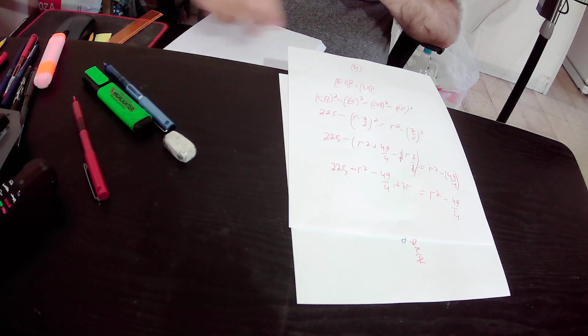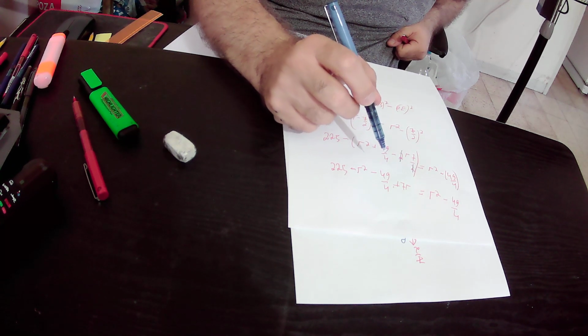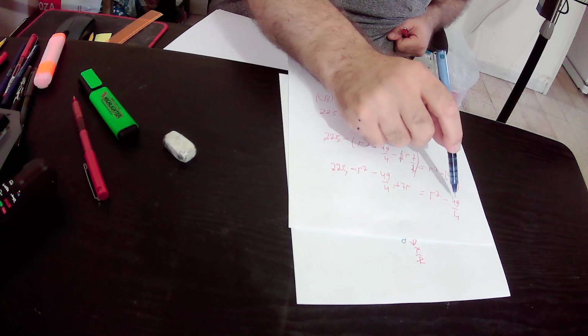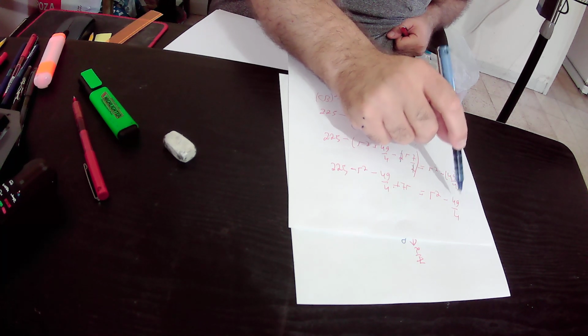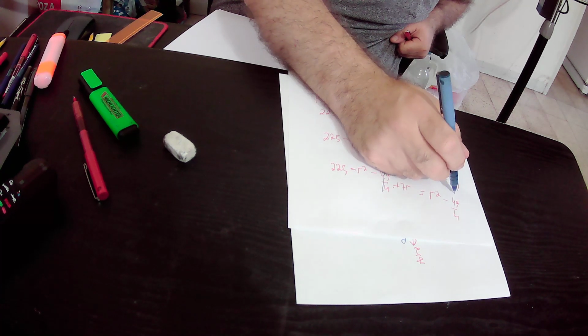Here we have 49 over 4 minus 49 over 4. On this side of the equation we have minus 49 over 4 and on the other side of the equation too, so we can cancel minus 49 over 4.